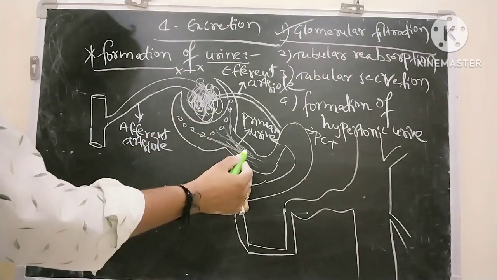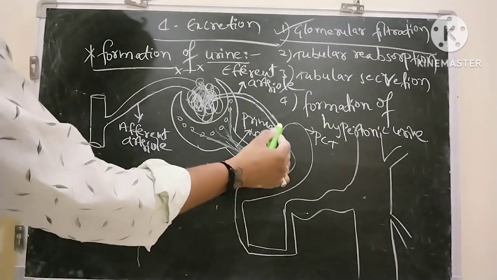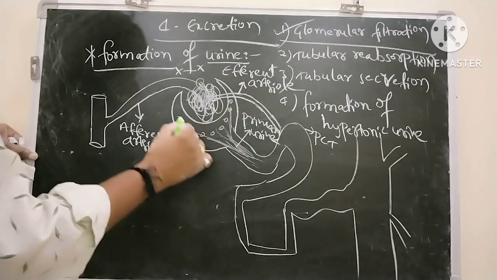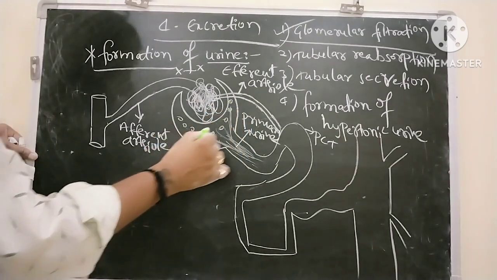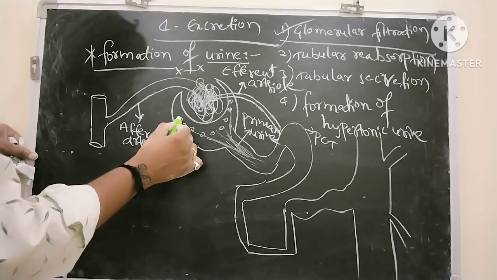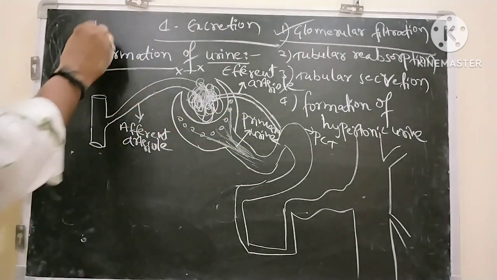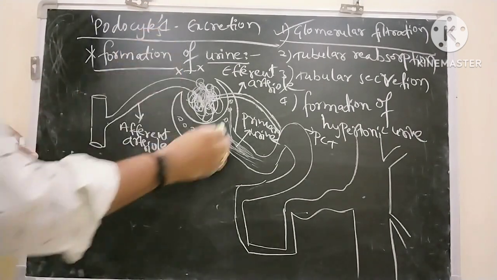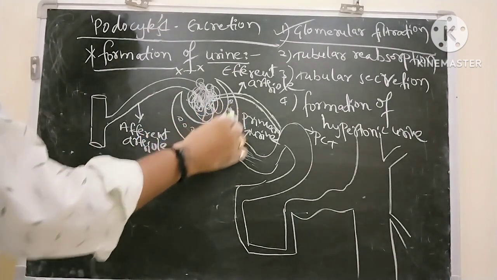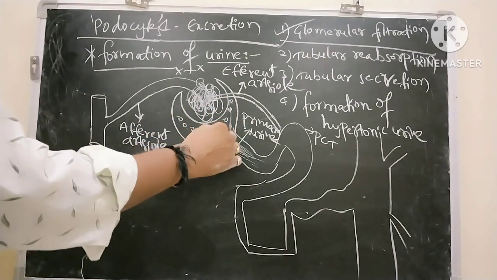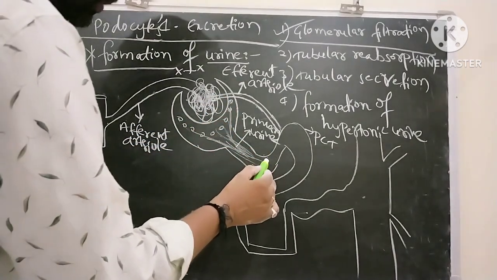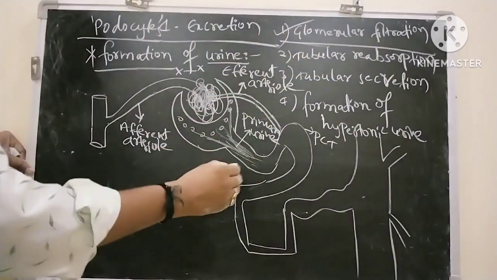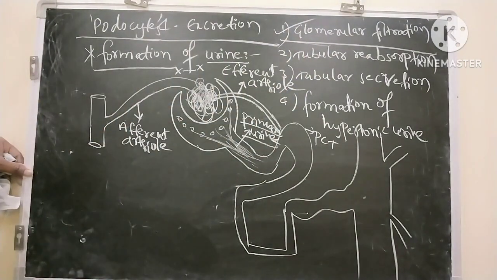And how the primary urine enters into proximal convoluted tubule? There are cells present on the wall of Bowman's capsule. These cells are called endothelial cells, and the endothelial cells name is podocytes, which contain pores. Pores means holes. Through these holes, the urine enters into proximal convoluted tubule. So this is called glomerular filtration. After glomerular filtration, whatever the product obtained is called primary urine.